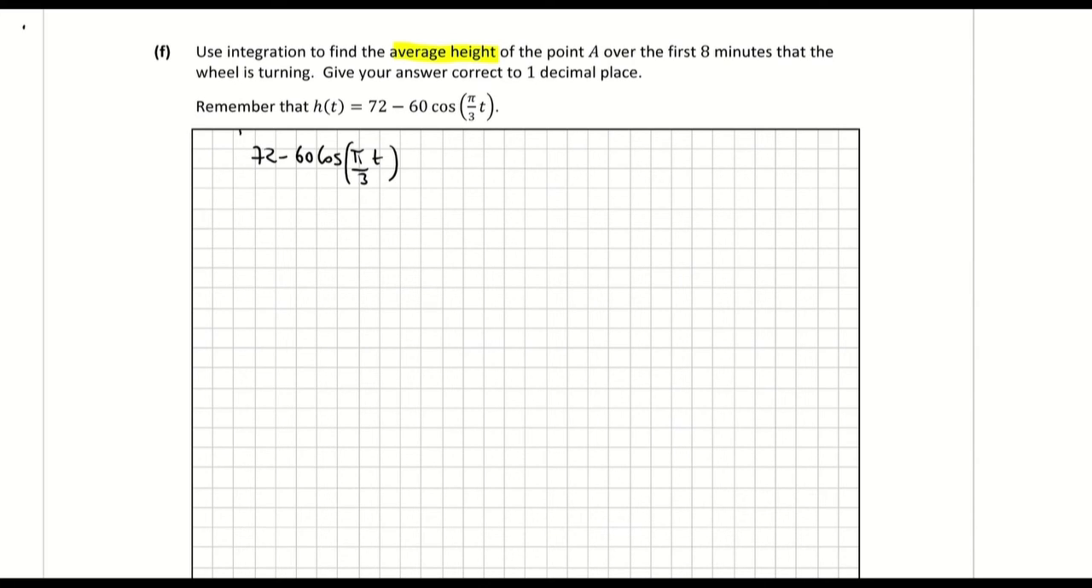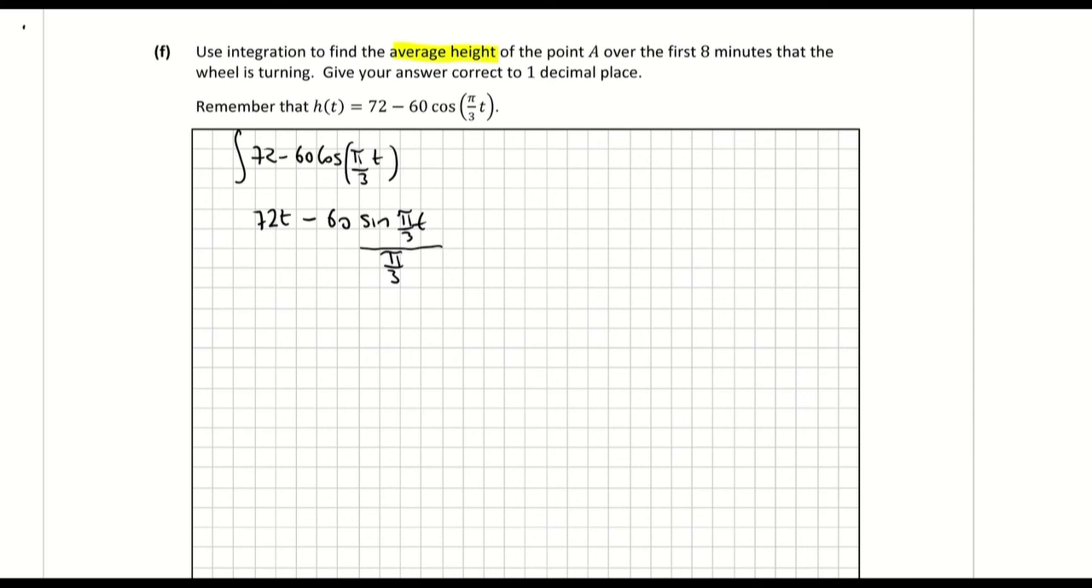So we're basically going to integrate 72, so that'll become 72t. And when we integrate cos, we get sine, so it's going to be minus 60 times sine pi over 3t. And then we divide by the value in front of our variable, the t, so that's pi over 3. So that's the integral of our function.